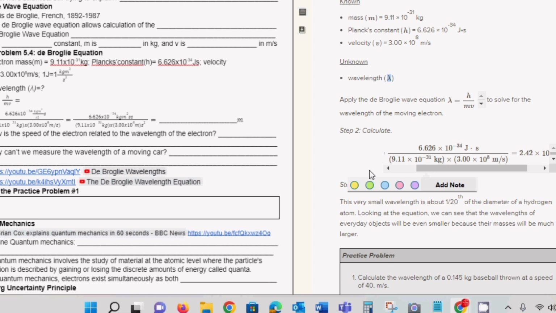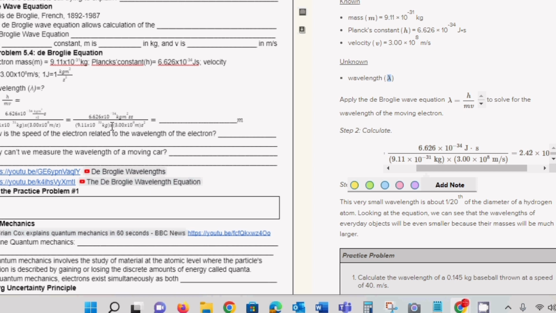Then I substituted in, instead of having J for joules, I put in kilogram meter squared over second squared, because that's what a joule is equal to. And I have kilograms and meters and seconds down here, so I need kilograms and meters and seconds on top. And then I expressed that so that you can see how things would cancel out.